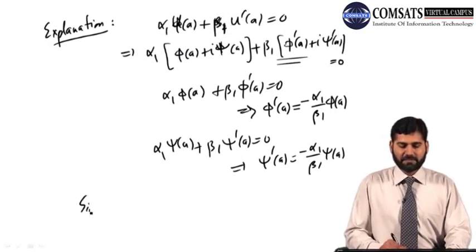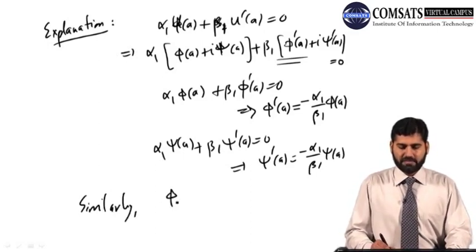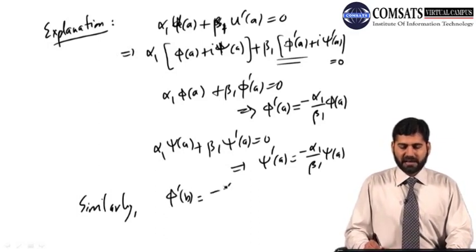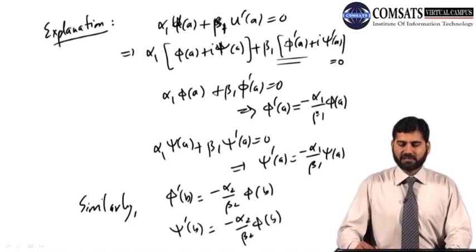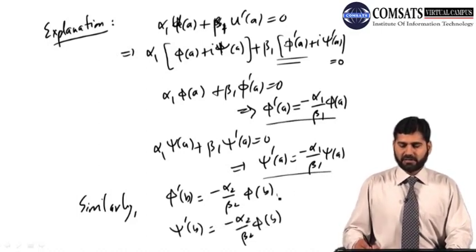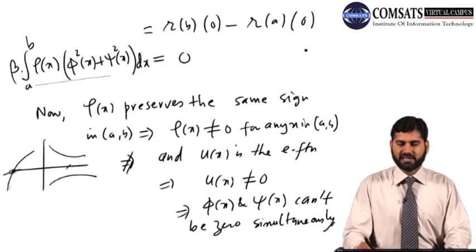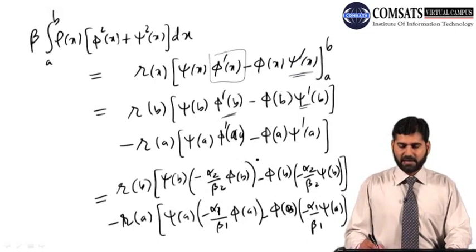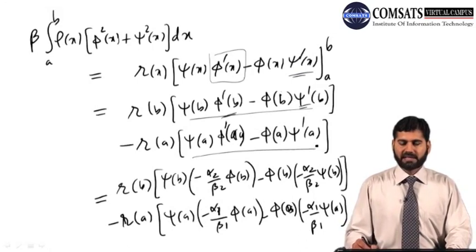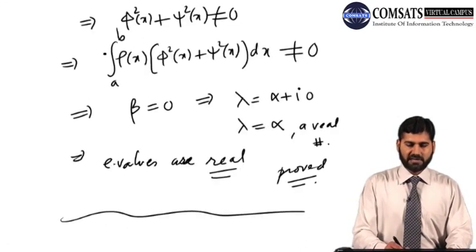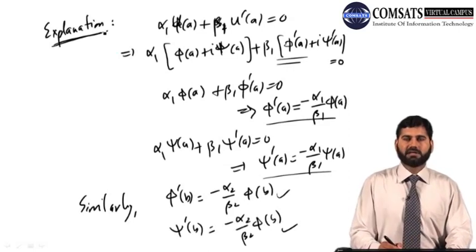Similarly, phi prime at B will be minus alpha 2 by beta 2 phi at B, and psi prime at B will be equal to minus alpha 2 by beta 2 psi at B. So these are the four relations which we used in this calculation, and it came out to be 0 for both the expressions. All right, and that's how we got 0 on the right hand side. So that was a little explanation of my calculation on the left.